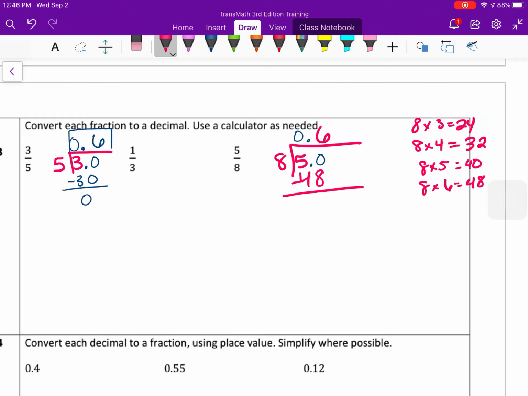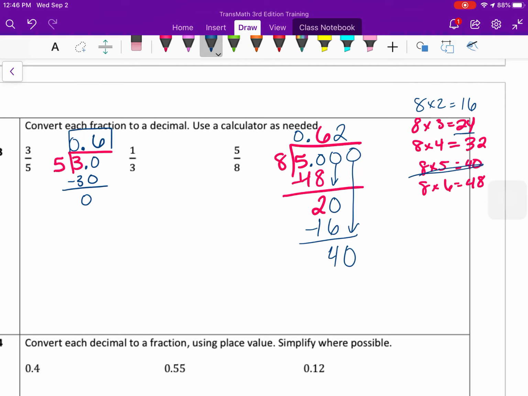So then take 48 and subtract. 50 minus 48 is 2. Then we can add a 0 and bring it down. 8 goes into 20. Not quite 3 times, since 8 times 2 is 16. So it only fits in there 2 times. Subtract. 20 minus 16 is 4.